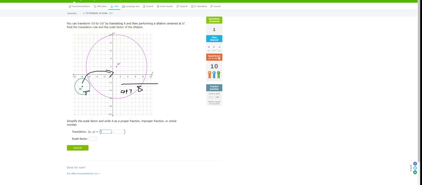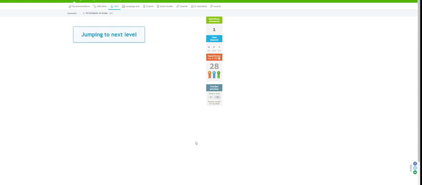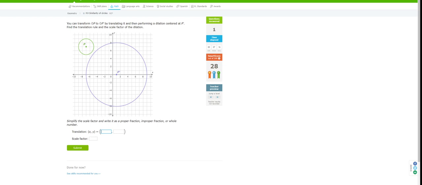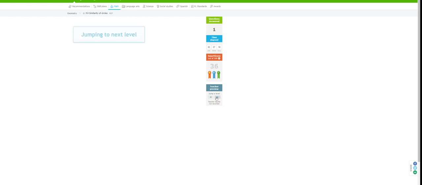So I'm going to go ahead and, like always, take you to the next level. We jump into the next level, and this is pretty much the same thing. Okay, we have a radius of 2, and here the radius is going from 1 to 9, so that means it has a radius of 8. Okay, and it's going from P to P prime. So that means that my scale factor is 4. And then to find the translation, you're going to count how many spaces go to the right and how many spaces go down. Okay, I'm going to go ahead and skip this one because this is the same thing as the previous one that we just did. So I'm going to jump a level.